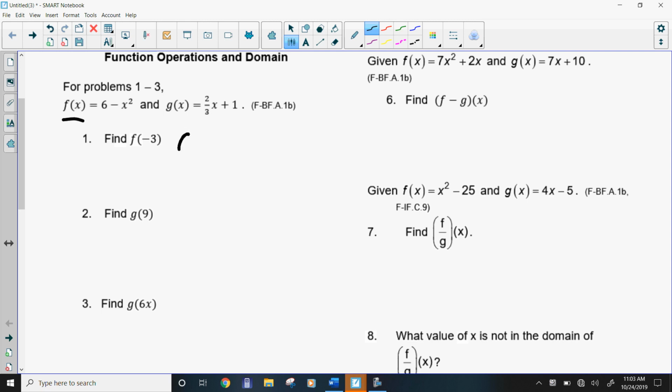So it's going to say 6 minus parentheses squared, and then we have to plug in the -3. So that's going to be 9, and then 6 minus 9 is -3. So final answer is -3.